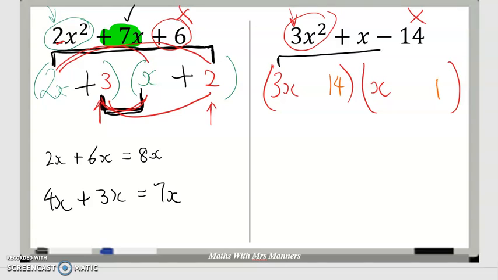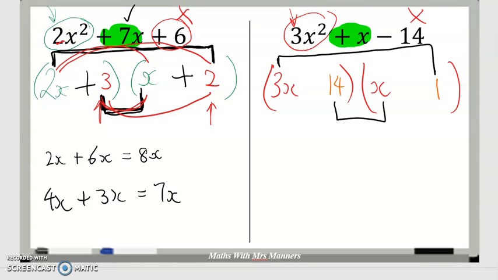I'm not going to worry about minuses. I always put the minuses in right at the end, but I can visually see that 3x and 1, that's 3x, and 14 times x is 14x. That's either going to give me 17 or 11, and neither of those is positive 1x. That's what I'm really trying to get, this green term here. So I've gone about it the wrong way.